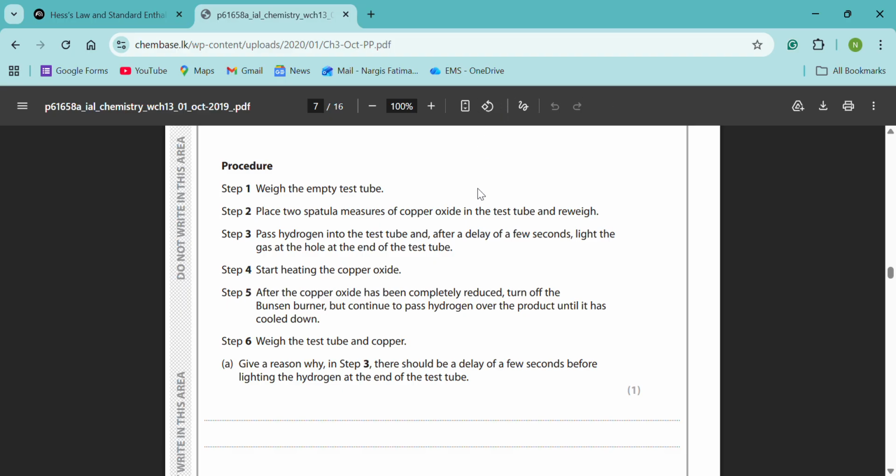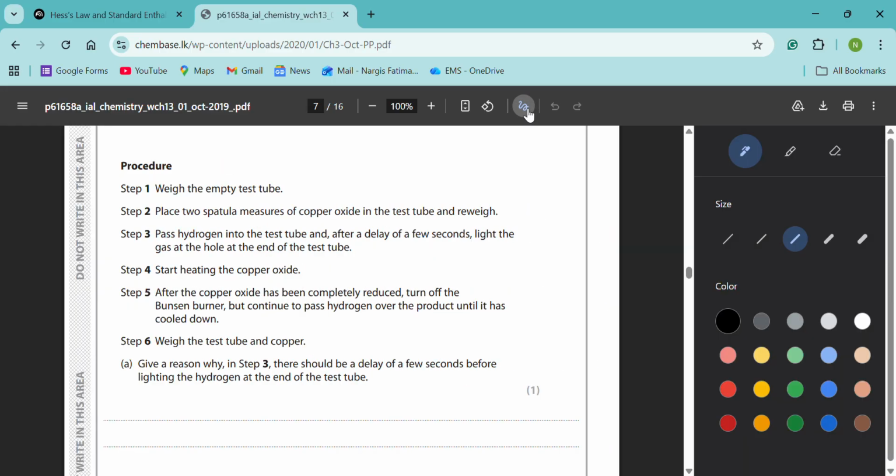Now give a reason why in step 3 there should be a delay of a few seconds before lighting the hydrogen at the end of the test tube. Yes, you know that hydrogen reacts with oxygen in air and it becomes explosive. So there should be a delay of a few seconds to ensure that all the air has been removed.